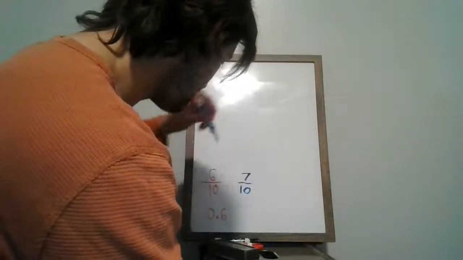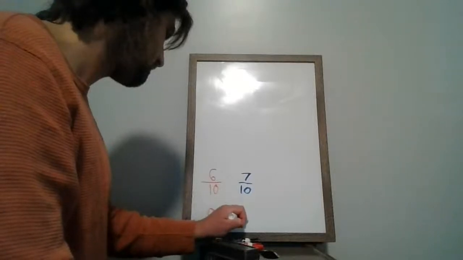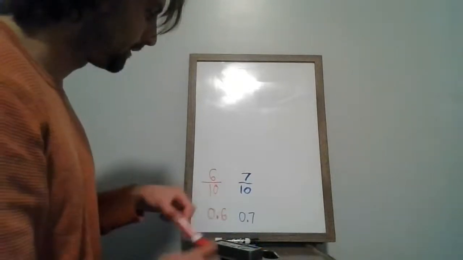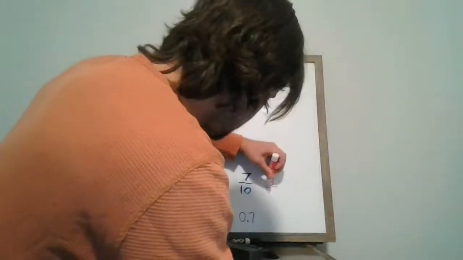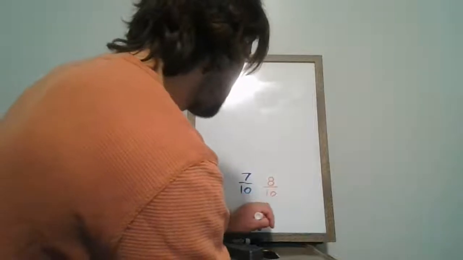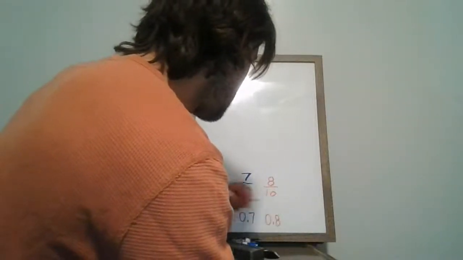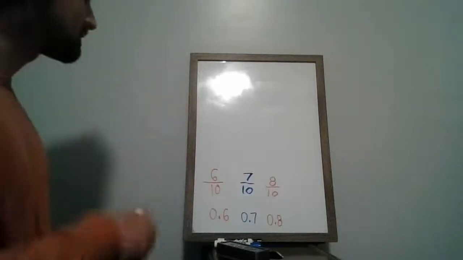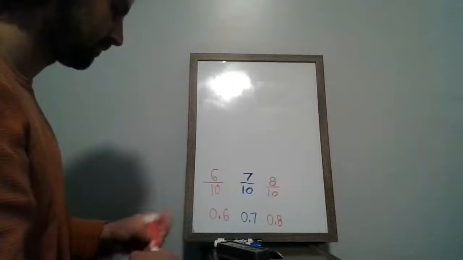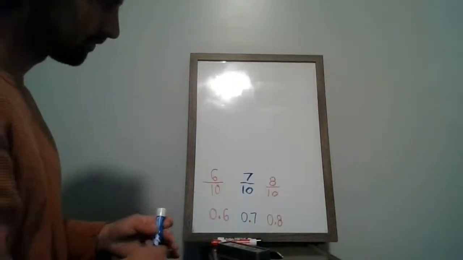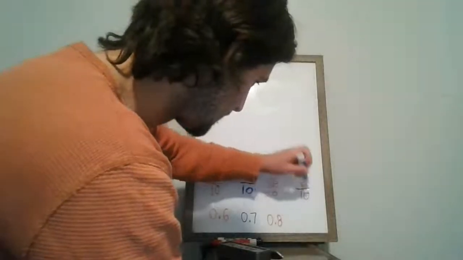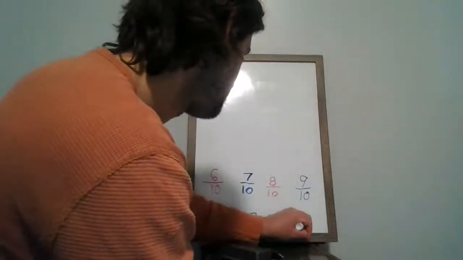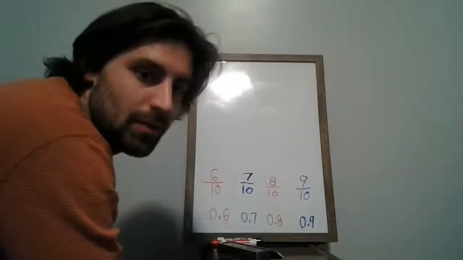7/10 is a fraction. 7/10 as a decimal. Eight tenths is a fraction. 8/10 as a decimal. Nine tenths is a fraction. Nine tenths is a decimal.